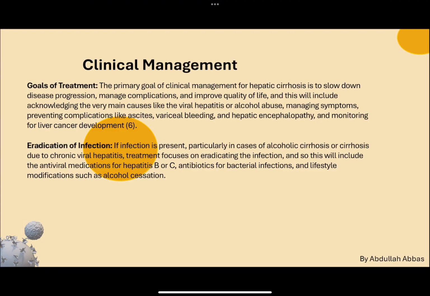And the second one is eradication of infection. If infection is present, particularly in cases of alcoholic cirrhosis or cirrhosis due to chronic viral hepatitis, treatment focuses on eradicating the infection, and so they will include the antiviral medication for hepatitis C, antibiotics for bacterial infections, and lifestyle modifications such as alcohol cessation.